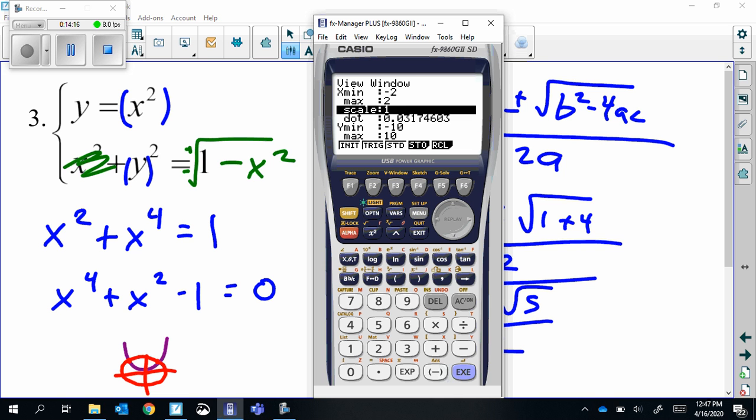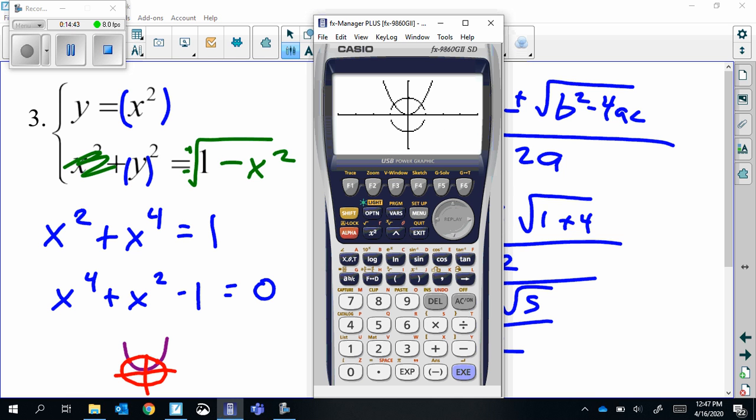We know it's only going out to the 1s because that's what the circle is. So I'll go a little bit further. I'll go negative 2 to positive 2. And it just doesn't look like a circle because this window is not square. There is actually, you can do zoom box and zoom square and all that sort of stuff if you wanted to make it look more like a circle.